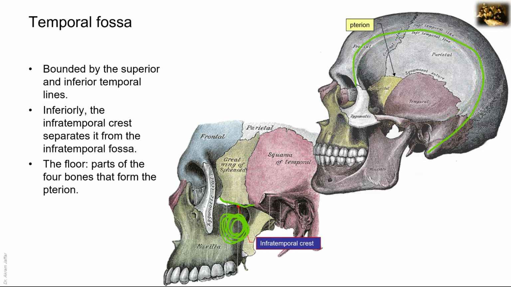Now, in the floor of the temporal fossa, we have parts of four bones. These are the frontal bone, the parietal bone, the temporal bone, and the sphenoid bone. In fact, it is the greater wing of the sphenoid. Remember that these four bones participate in the formation of the region of the pterion.